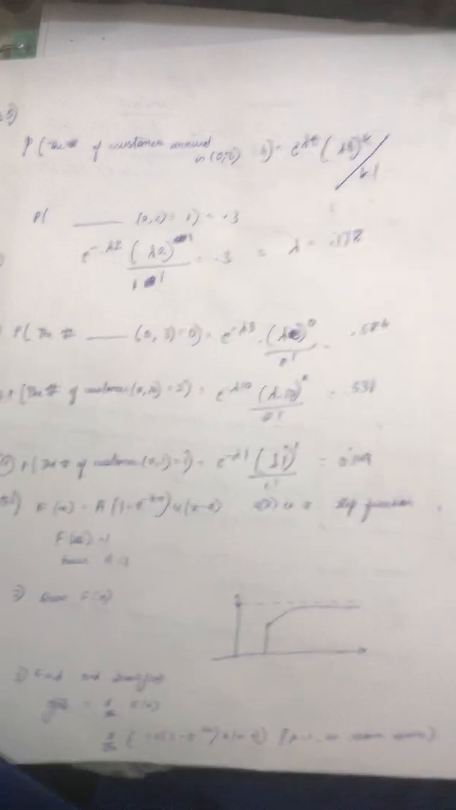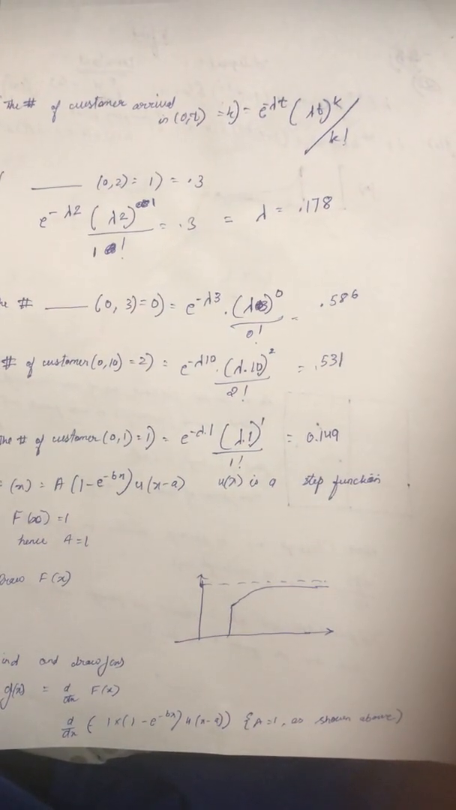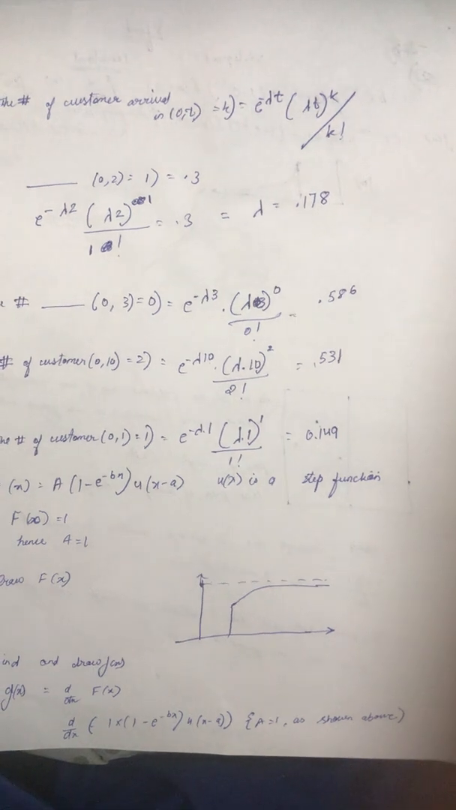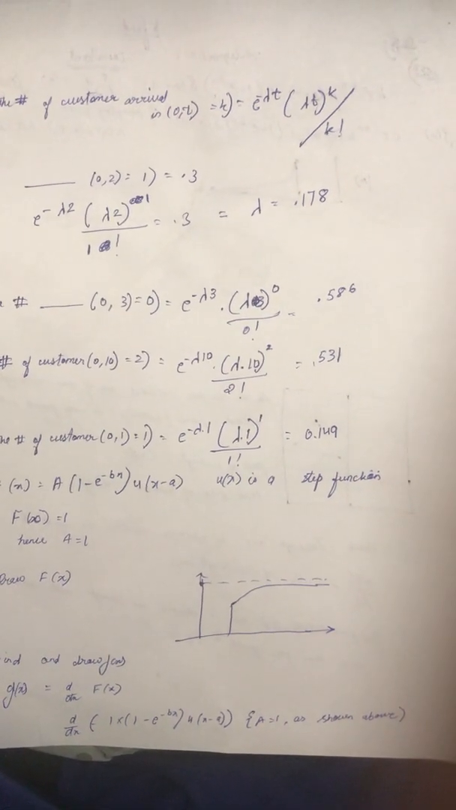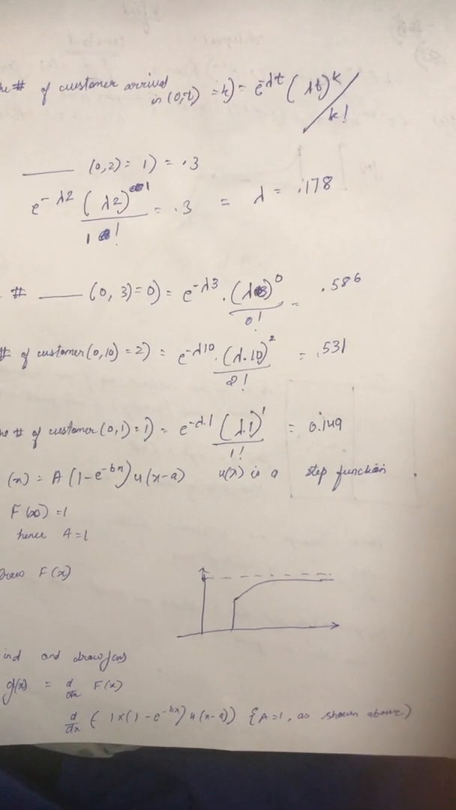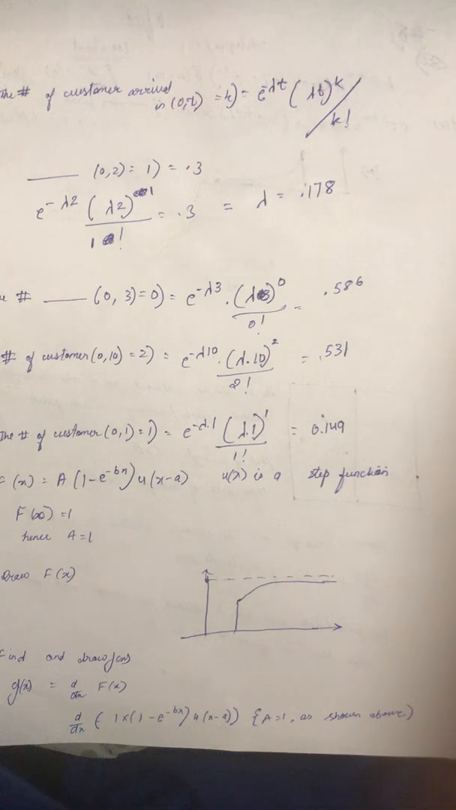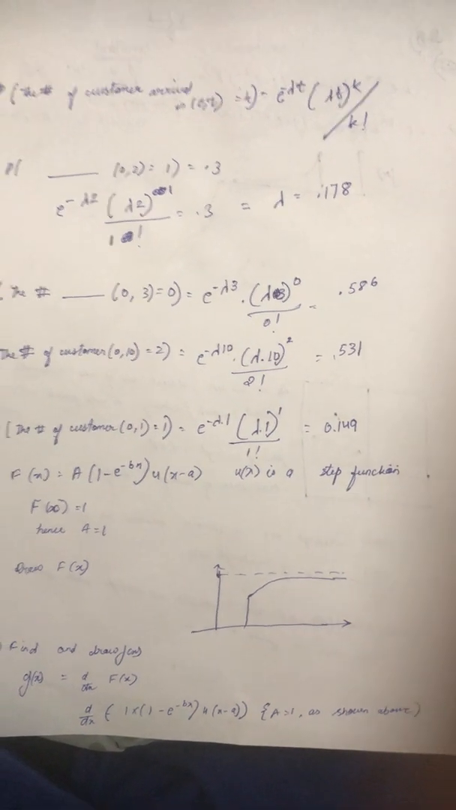So there are 4 parts to this question. Find lambda. Second part, find the probability that in 3 minutes no customer comes. Third, find the probability that in 10 minutes at least 2 customers will arrive. And fourth, the probability that in 1 minute exactly one customer will arrive.